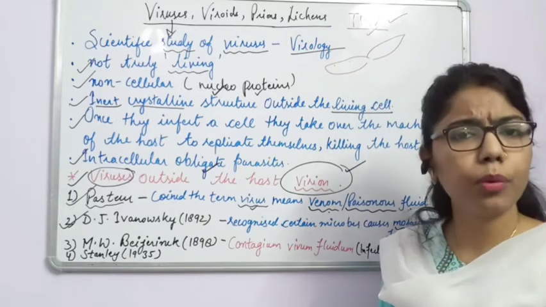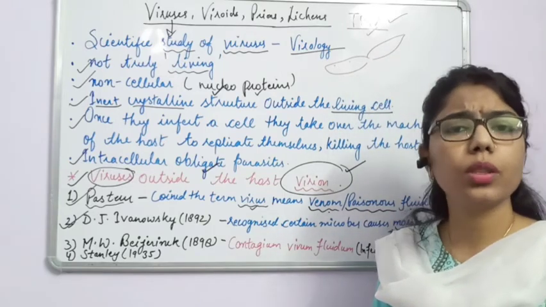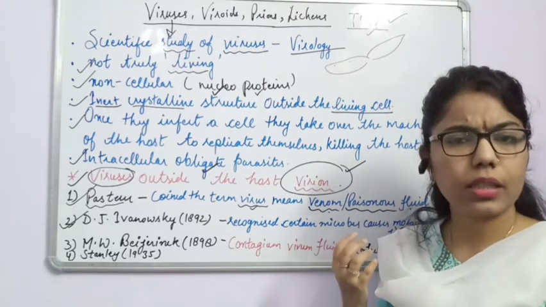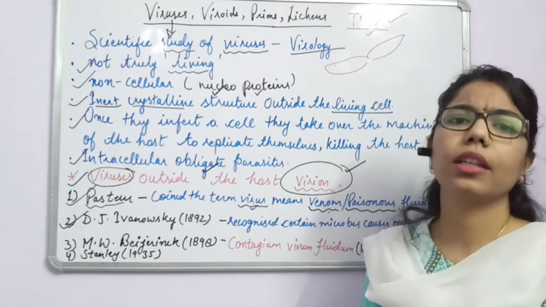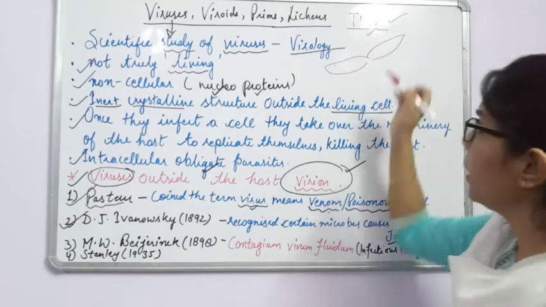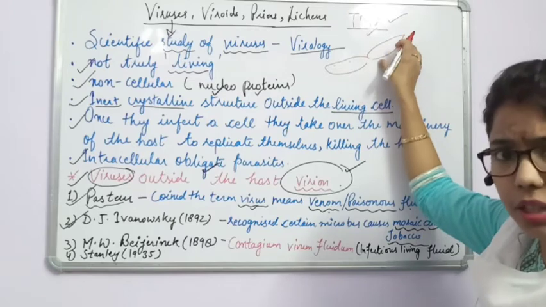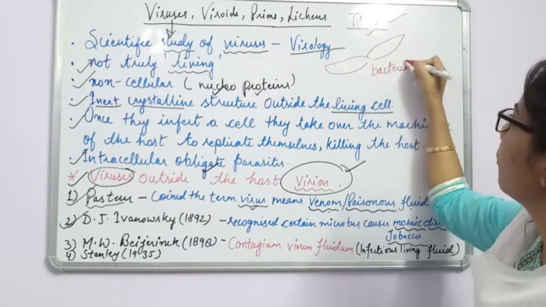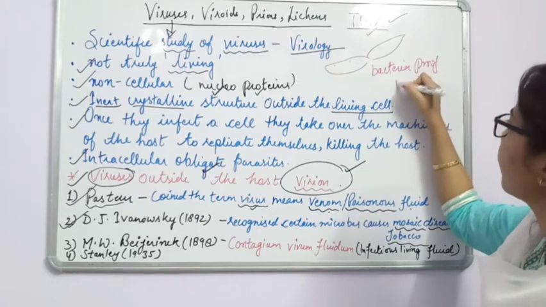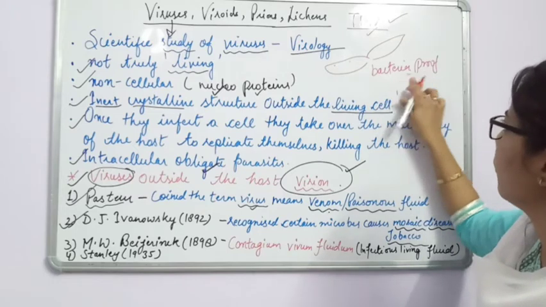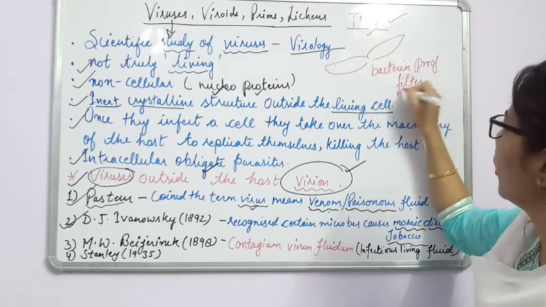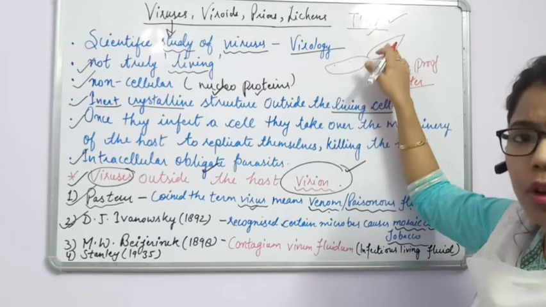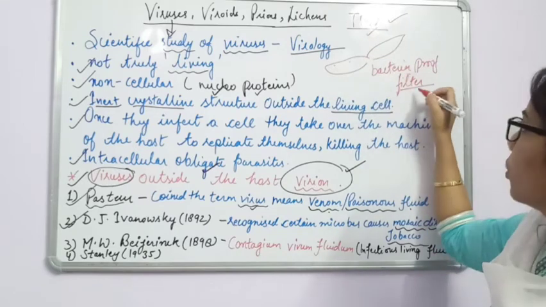And what are bacteria-proof filters? These are filters in which bacteria get filtered. Bacteria are not able to pass through this filter. But when he passed this extraction through the bacteria-proof filter, what happened? The microbes which he had extracted from these leaves passed through this filter.